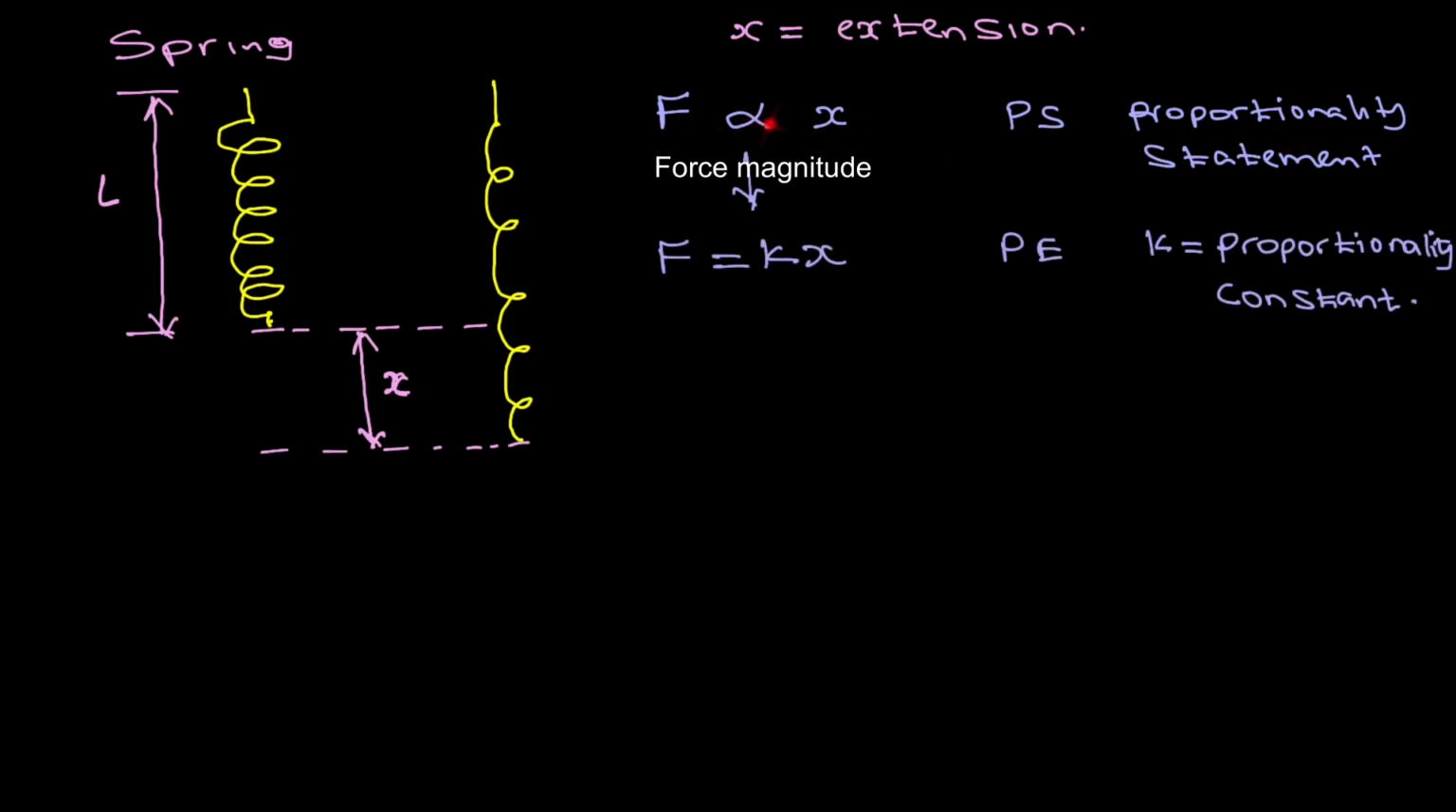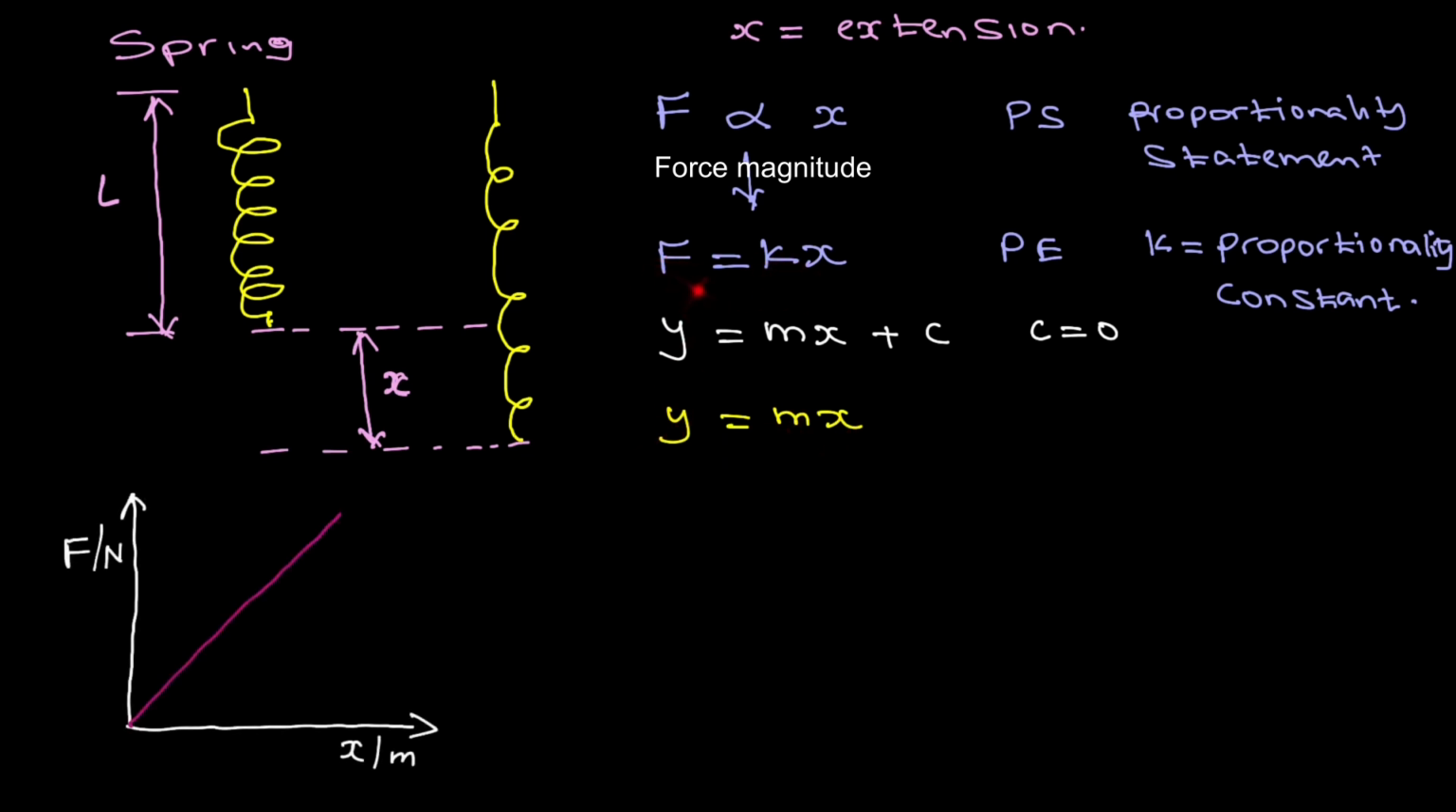Now I can change the proportionality symbol into the proportionality equation where F equals Kx, where K is the proportionality constant and X is the extension. This is similar to Y equals mx plus C, where C equals 0. Y is F and M is your K.